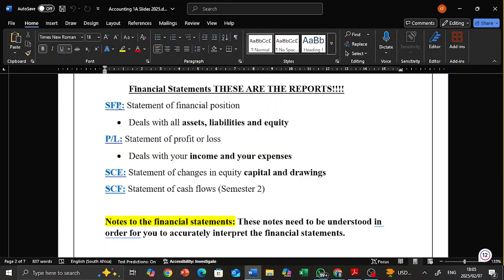Someone said because it is an asset. So I'm assuming you are answering the question. What is it called? I'm assuming you are answering while I was speaking. Tsehofatso, your hand is raised. You may ask your question.